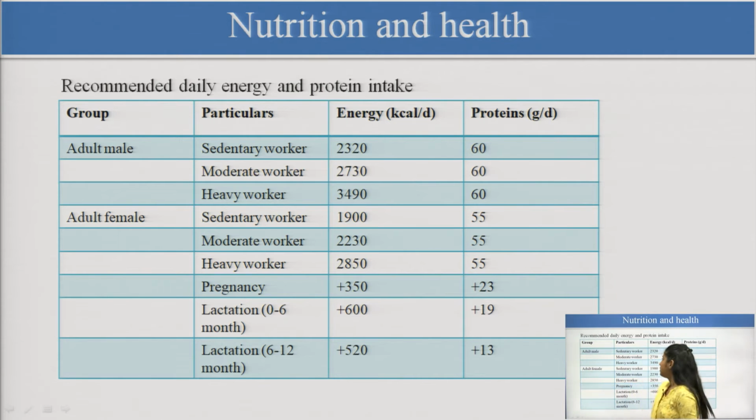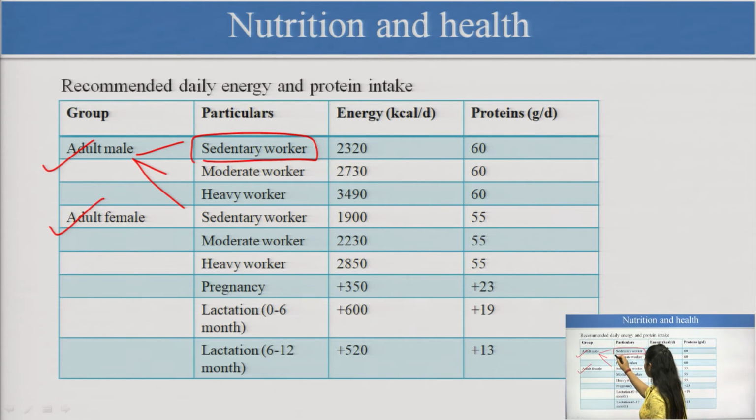Then recommended dietary intake, energy and protein intake. So here we can see for the adult male and adult female. For the adult male, we have categorized three categories here. One is the sedentary workers, who are not doing heavy work. They just sit all the time, it's this type of job they are doing. So that is a sedentary worker. Then there is a moderate category in between the sedentary and heavy. Similarly, adult females are also categorized into three: sedentary, moderate and heavy.